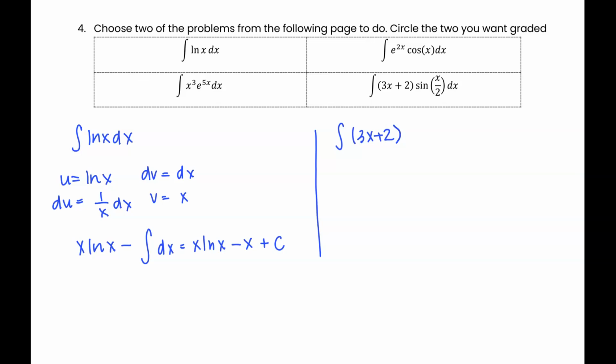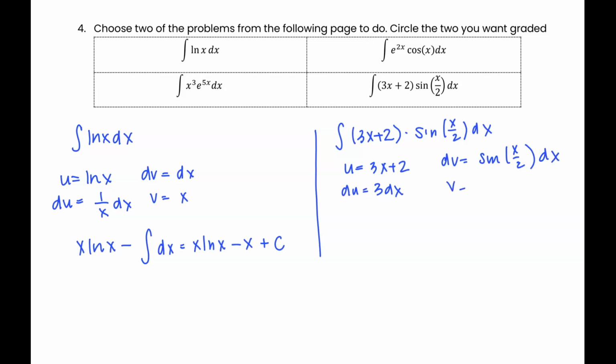3x plus 2 times sine of x over 2 dx. Really nice, just a linear function times a trig function. Both are really easy to work with. We know we should set our u equal to 3x plus 2. du is equal to 3 dx. My dv is that sine of x over 2. And that means my v is cosine, and it would have to be a negative cosine of x over 2.